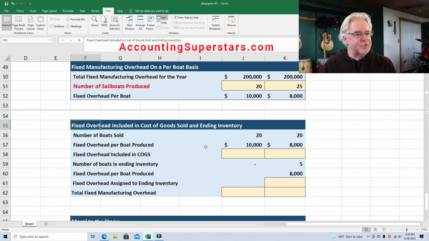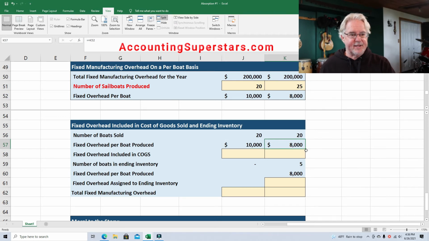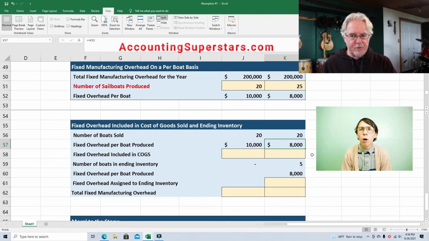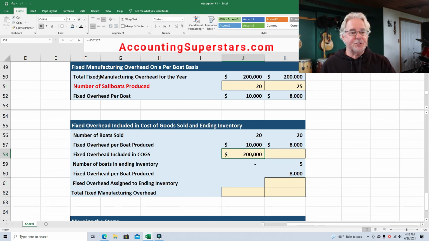So number of boats sold, okay, 20 boats were sold in both years. So fixed overhead per boat produced, well, 10,000 in the first year and 8,000 in the second year. And if you can't remember why that is so, rewind this video a little bit and rewatch a little bit of it. So the fixed overhead included in cost of goods sold. What we're going to do is just do a little multiplication. 20 boats times 10,000 per boat is $200,000. And 20 boats sold times 8,000 is 160,000.